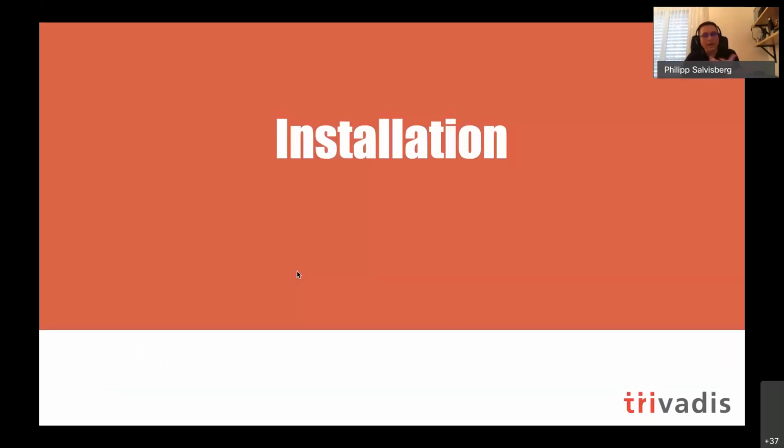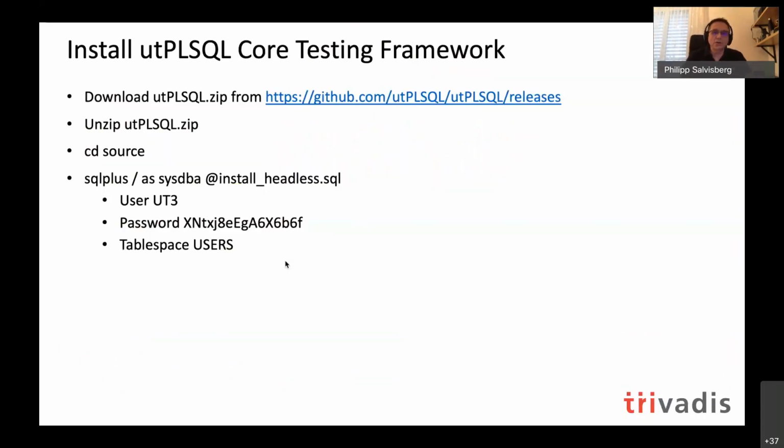Okay. When it comes to the installation, how do I install utPLSQL? You go to the website, download the release, go to the source directory, start SQL*Plus as a sys user, and call the script install_headless.sql. That's it. A user ut3 is created with this password in these user tablespaces. If you want to change these parameters, for example, because you don't have a user tablespace, then you can pass these parameters to the script. And it is installed within a minute, something like that.